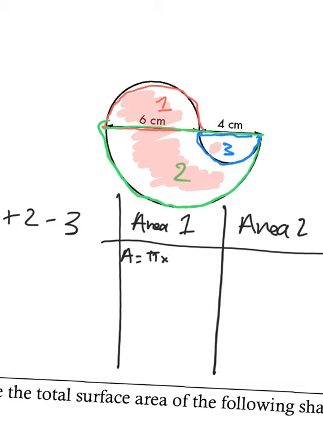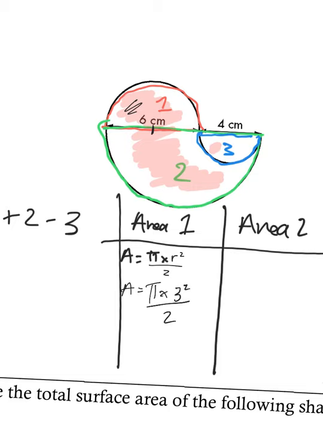So pi times radius squared. You can divide that by 2. So for the first semicircle, area is going to equal pi. Our radius, just be careful, we've been given the diameter, this 6, so we're going to halve that. Okay, so the radius is actually 3 squared on 2.